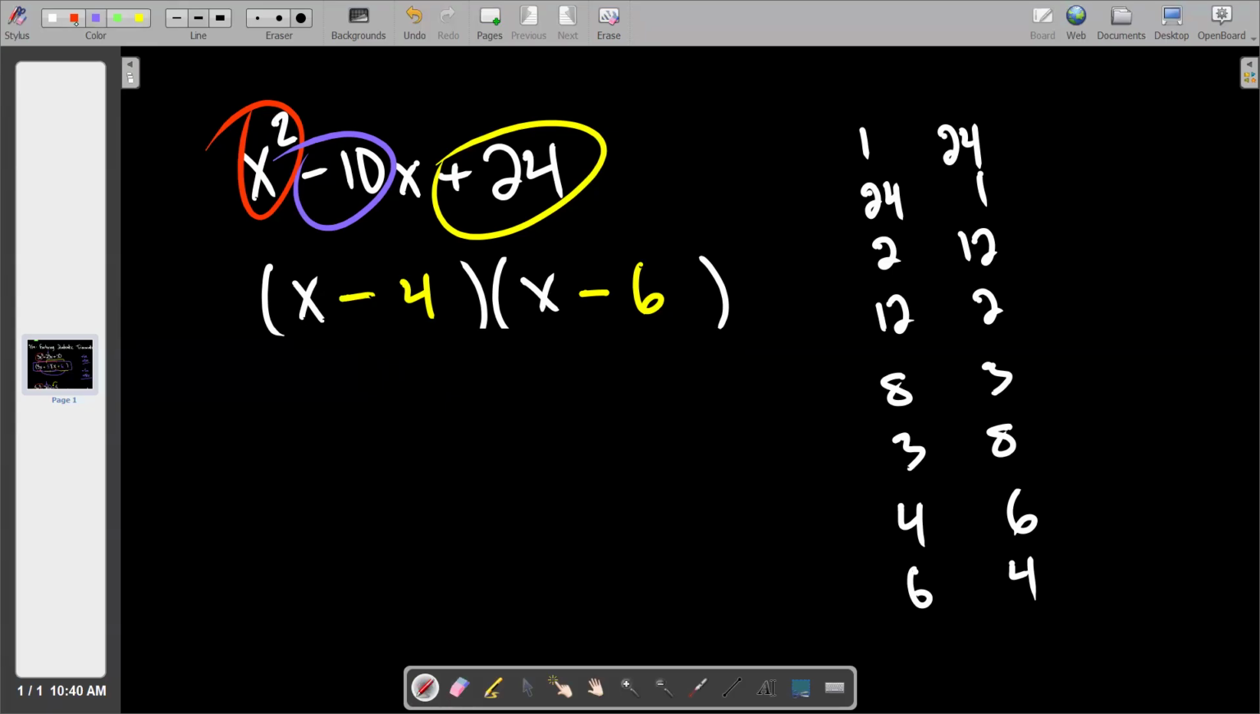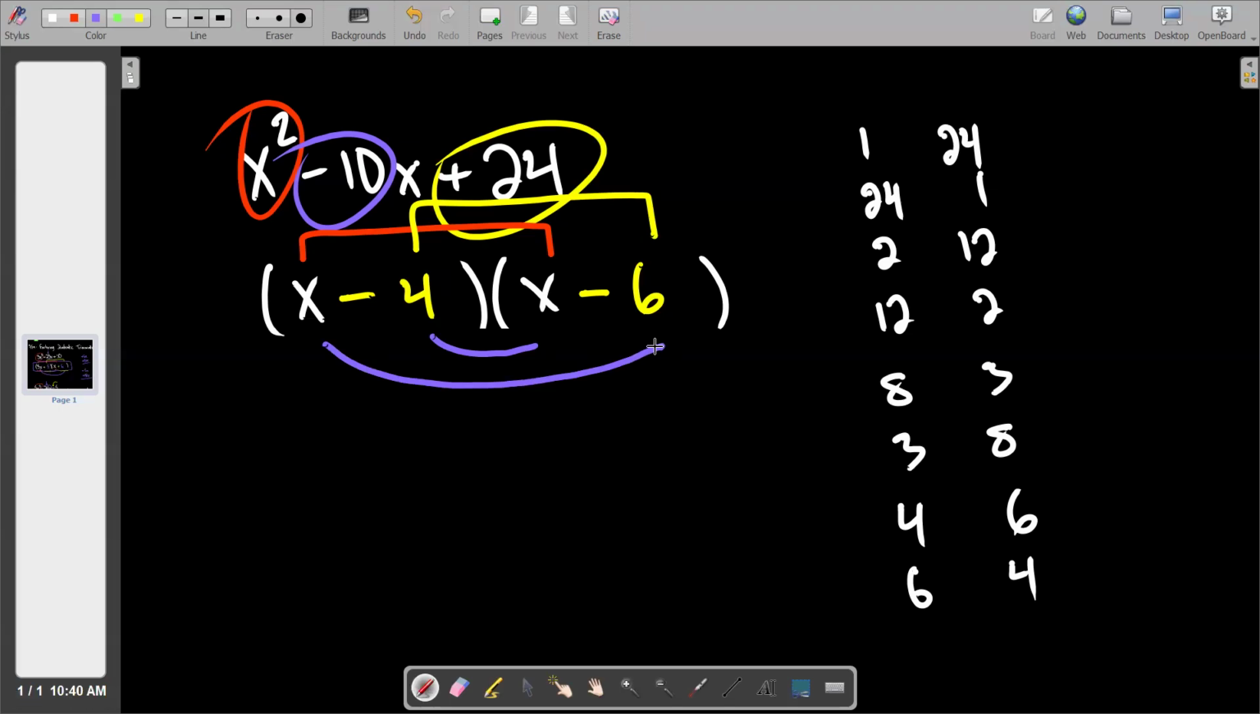What do we know that red connector makes? X squared. What do we know this yellow connector makes? Plus 24. So you don't get any gold stars for that. That's easy. What we don't know yet is what does the pair of purples added together make? Well, let's go find out.